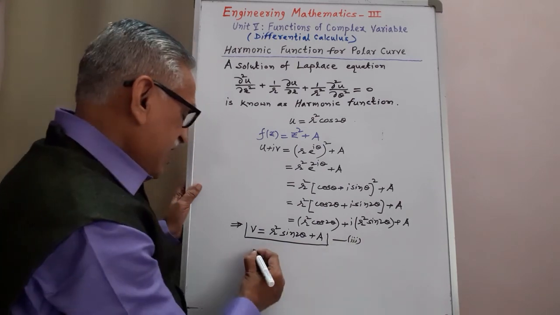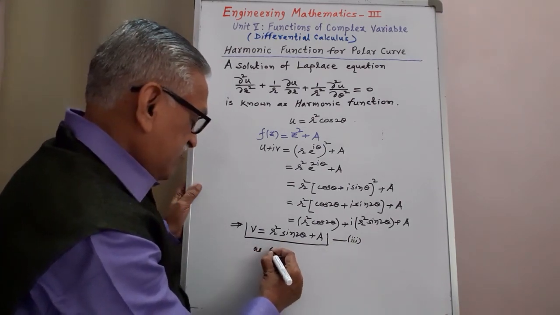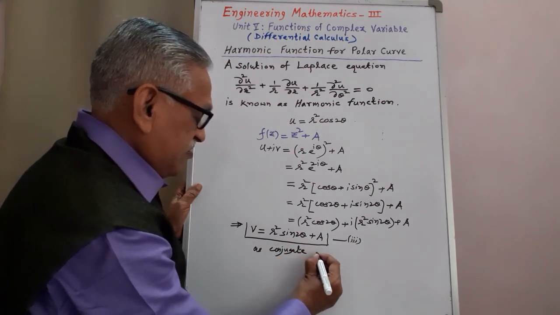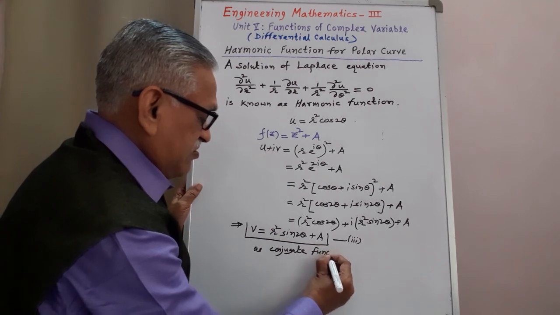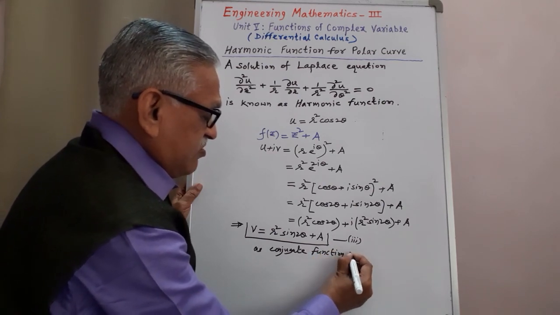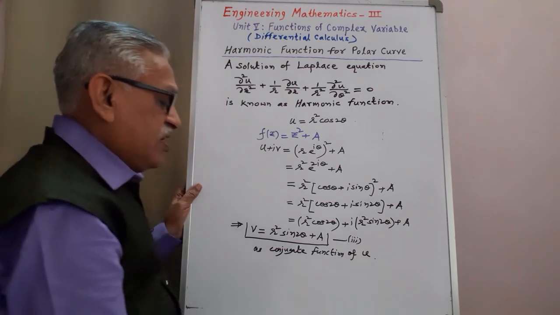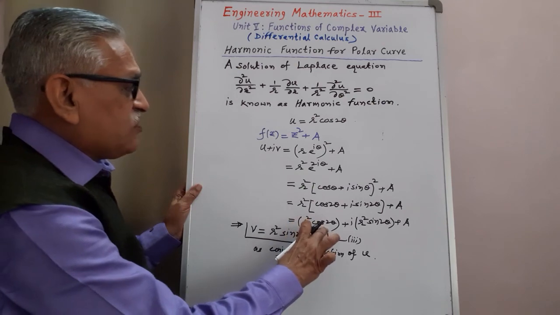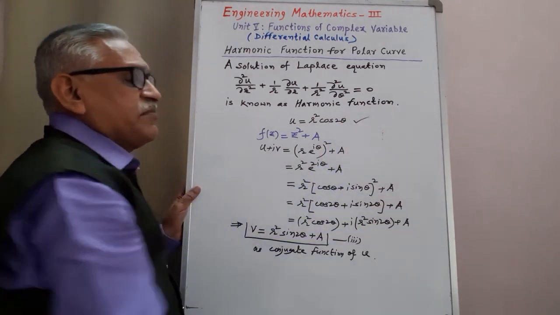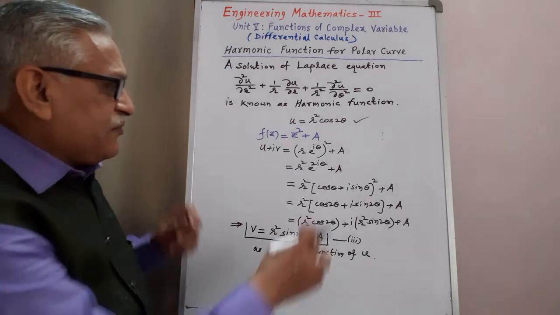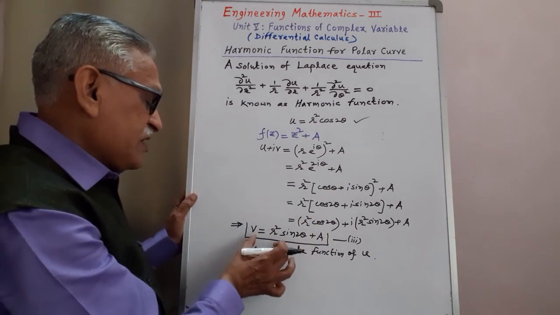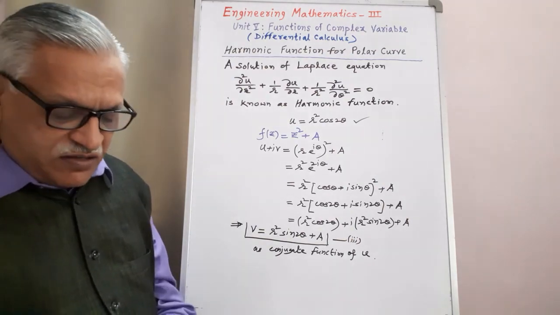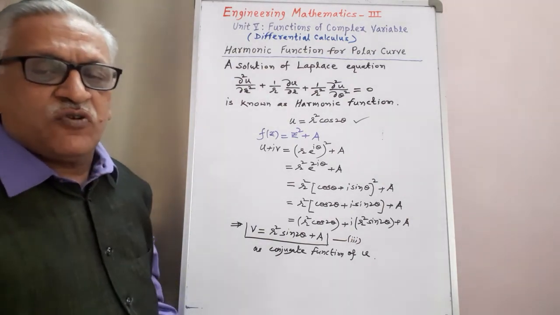Equation number 3 as the conjugate function of u. And what is u here? The real part, u is equal to r square cos of 2 theta, same as given. And therefore as we get the same u, whatever the answer obtained for v is the correct one. Therefore like this we can prove all the things.